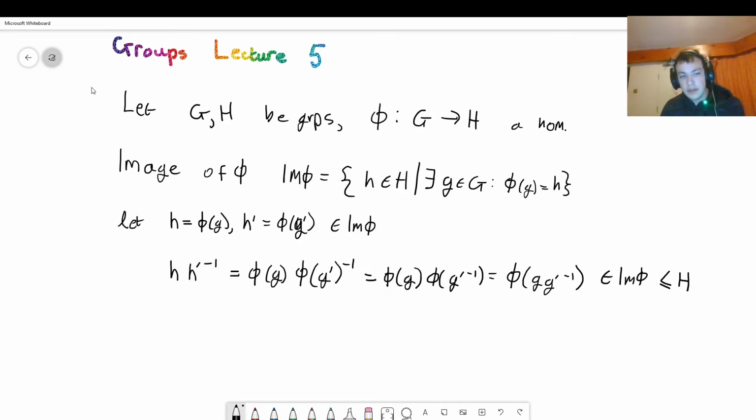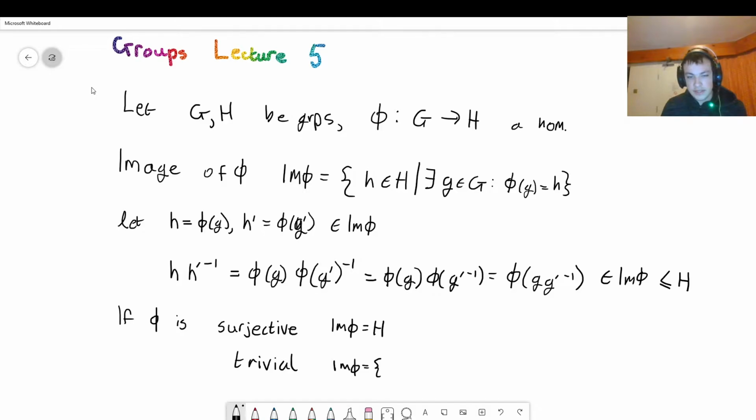Okay, we have that if phi is surjective, so it covers H, then the image of phi is equal to H. And if it's the trivial map, so every element is mapped to the identity, then the image of phi is just the identity, so the trivial subgroup.